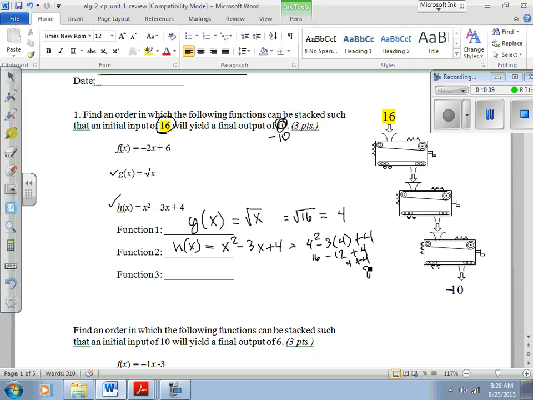Okay, positive 8. And the last one was f of x equals negative 2x plus 6. That was negative 2 times 8 plus 6, negative 16 plus 6, which gave us the negative 12. You guys have that working there, right? Yeah? Okay.